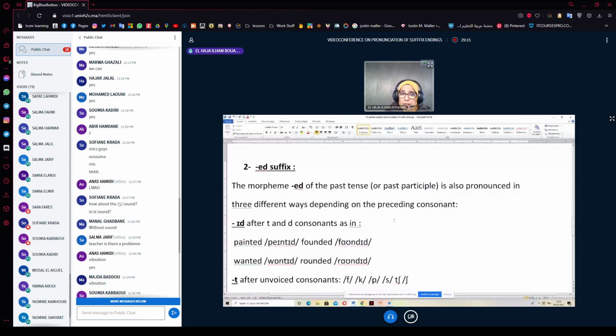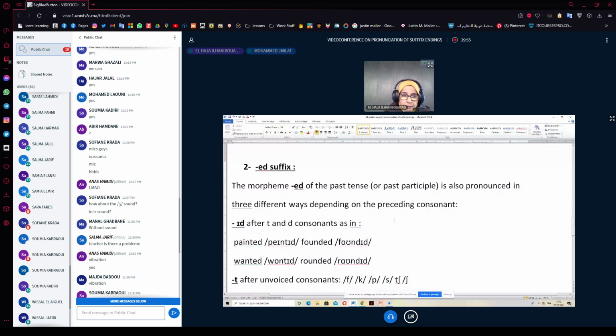So both the regular past tense of verbs, you use -ed, and you also use it for the past participle. I have worked, I have walked, I have traveled, or I had traveled. So here, the -ed is marked on the past participle. The -ed is also pronounced in three different ways depending on the preceding consonants. That is, the position of the -ed is very important in the word because the pronunciation depends on the consonant that it follows.